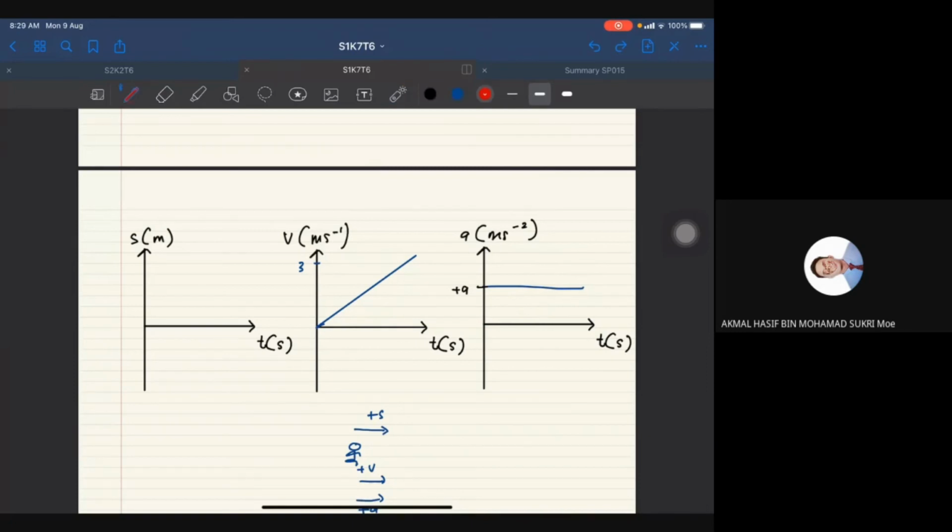Okay. So that one actually represents the graph of S. Okay, as you can see that the velocity keeps on increasing, so you can imagine that the shape of S against T would be quadratic.